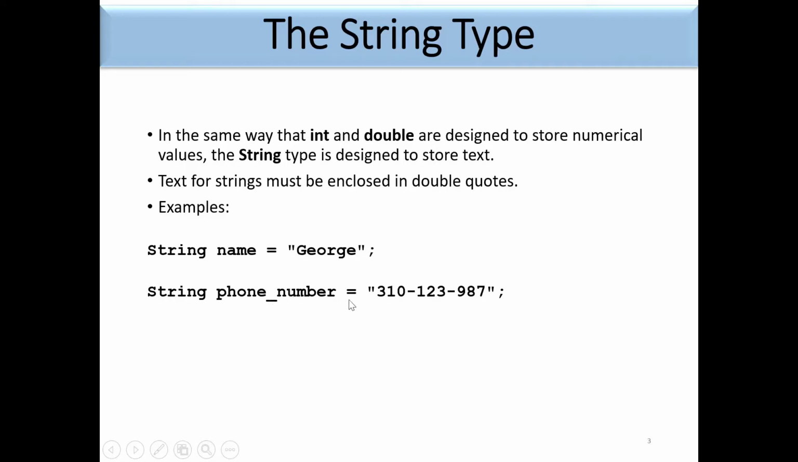String phoneNumber. This is not considered a pure number because there's a dash or symbol which makes it a string, plus it's also enclosed in double quotes. That's why it is recognized as a string.